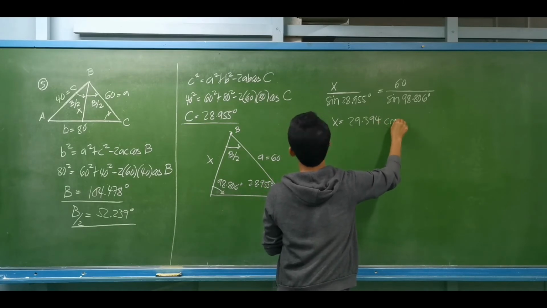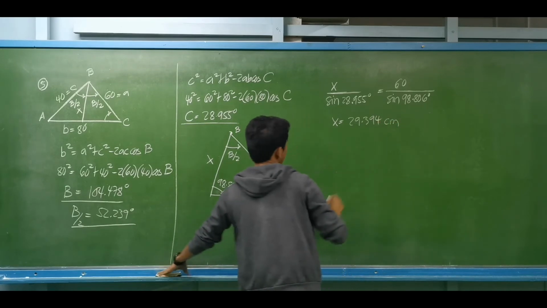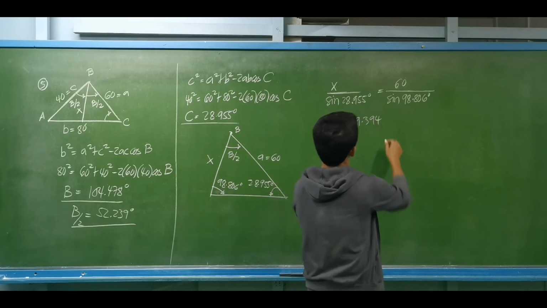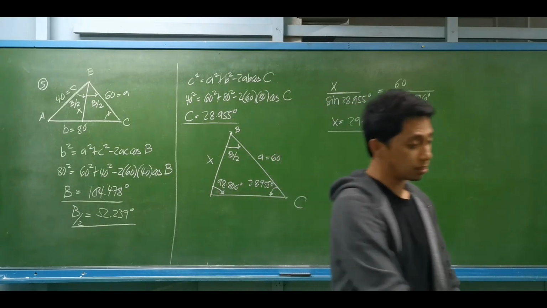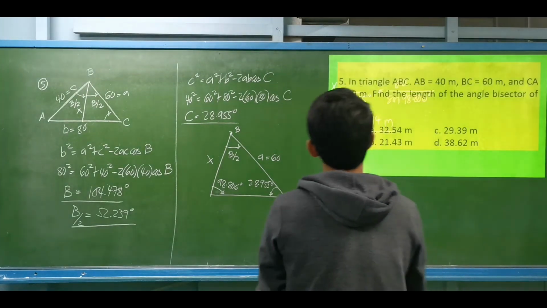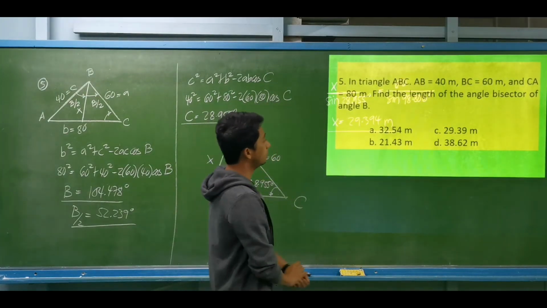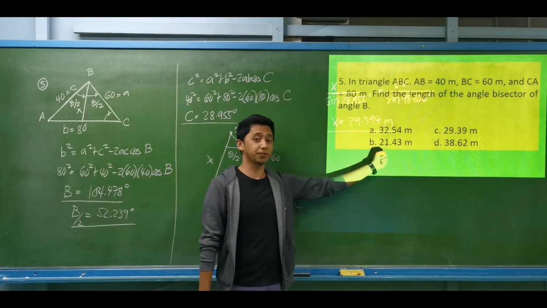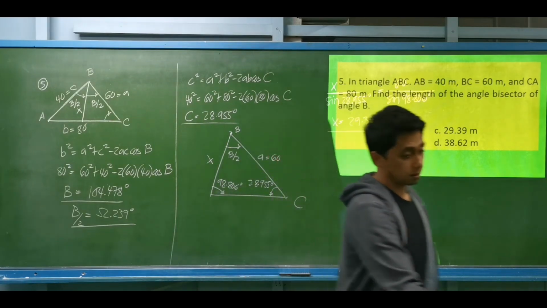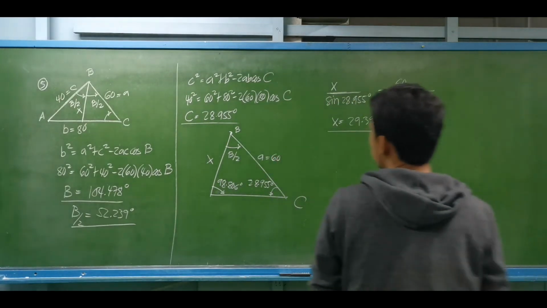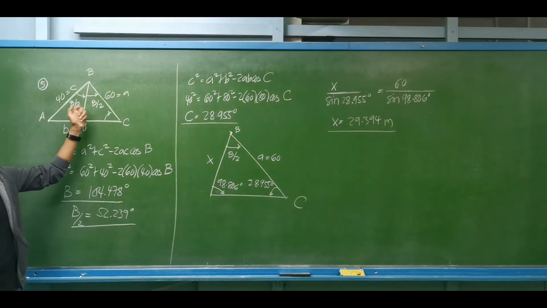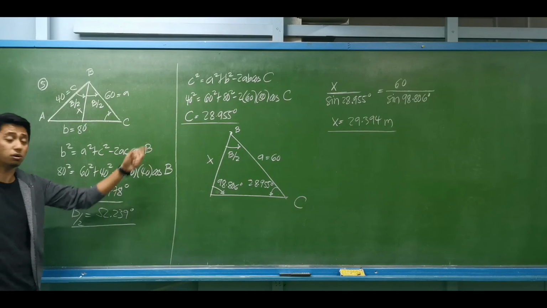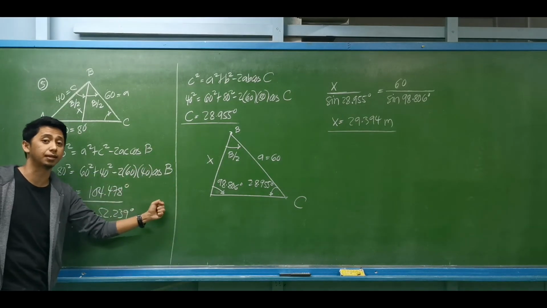So ang magiging sagot natin dito, we have 29.394. Centimeters ba tayo or meters? I think it's in meters. Okay, so 29.394 meters. So check natin sa choices. Okay, we have letter C, that is 29.39. Kung mapapansin nyo, kapag angle bisector lang yung hinahanap, hatiin nyo lang yung angle, tapos cosine law or sine law lang naman yung gagamitin.